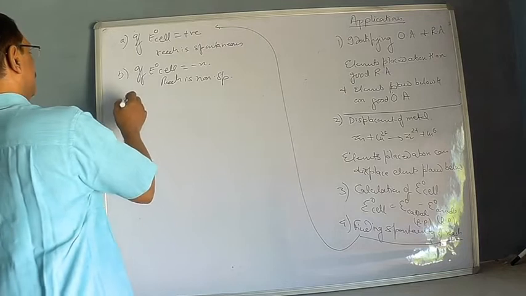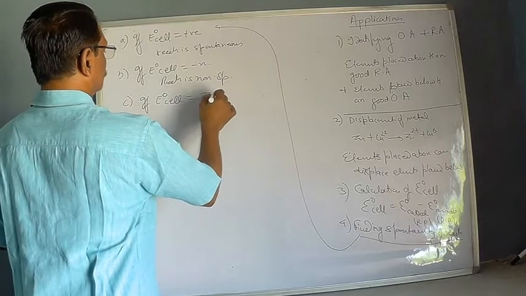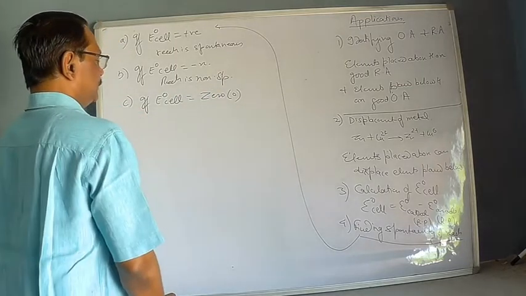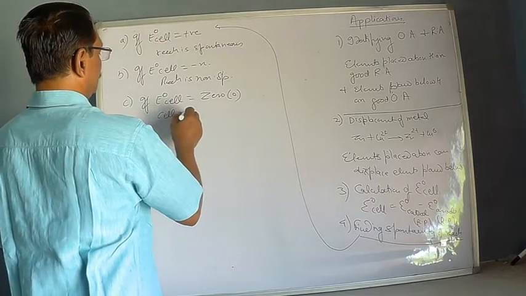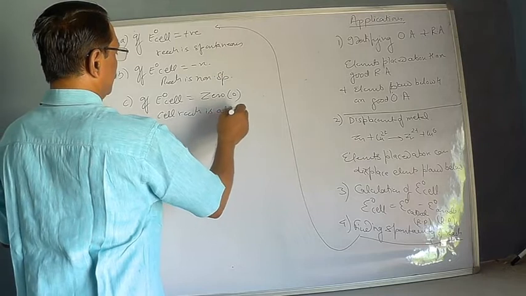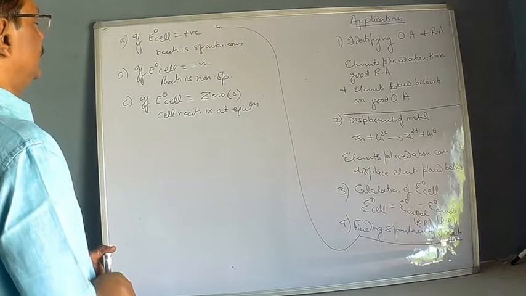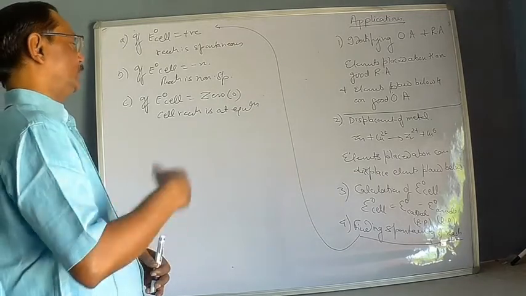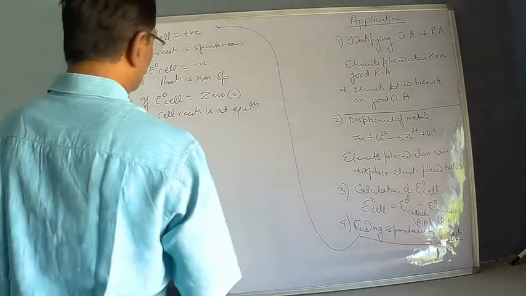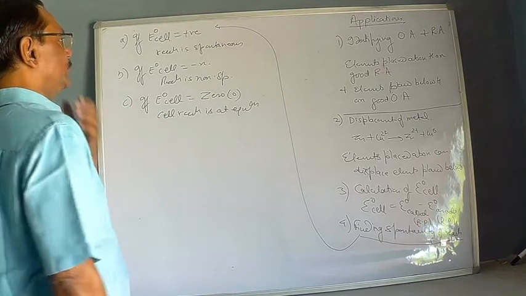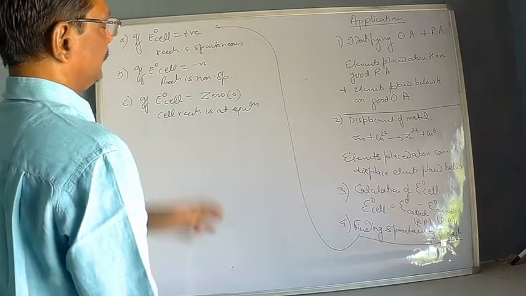And the third one, if E0 cell equals 0, it simply means the rate of forward reaction equals the rate of backward reaction. We can simply call it the cell reaction is at equilibrium. Since both reactions are taking place to the same extent, the voltmeter reading will be neither towards left nor towards right. It will simply signify 0. So these are the 4 important applications of the electrochemical series, very important for understanding the entire electrochemistry.